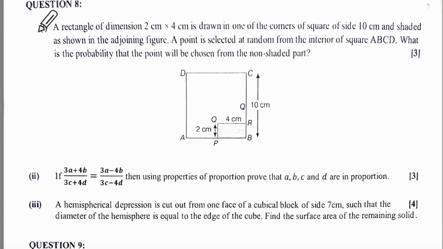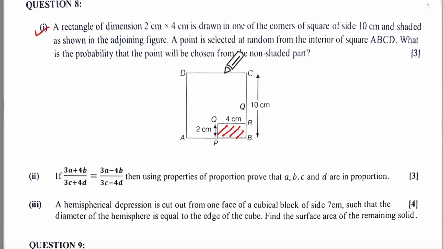Question number 8. A rectangle of dimensions 2 centimeter by 4 centimeter is drawn in one of the corners of a square of side 10 centimeters and shaded as shown in the adjoining figure. A point is selected at random from the interior of square ABCD. What is the probability that the point will be chosen from the non-shaded part? Now this is the non-shaded part.